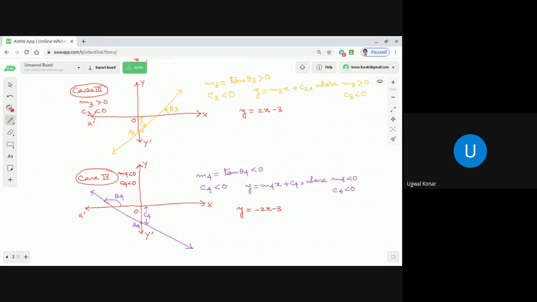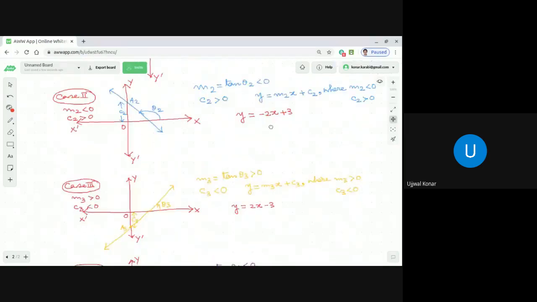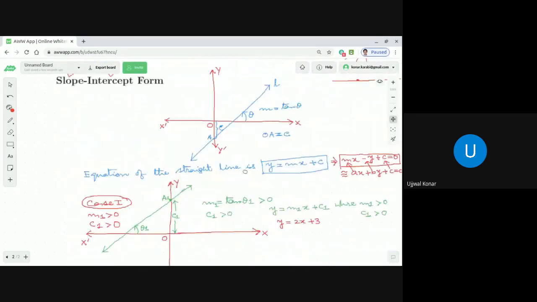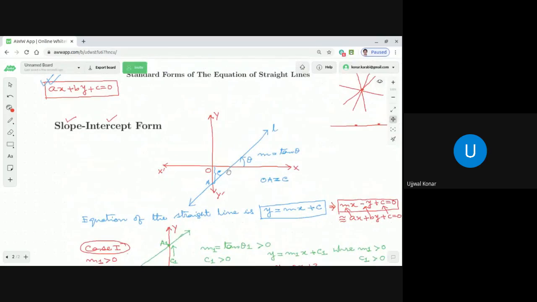So these are the different 4 cases. Why 4 cases? Because there are 2 parameters here. First parameter is m, slope intercept form. So slope intercept form tells that slope is m and intercept is c. That's the convention. And the general form equation of the slope intercept form is y equal to mx plus c. And these are the 2 parameters, m and c.